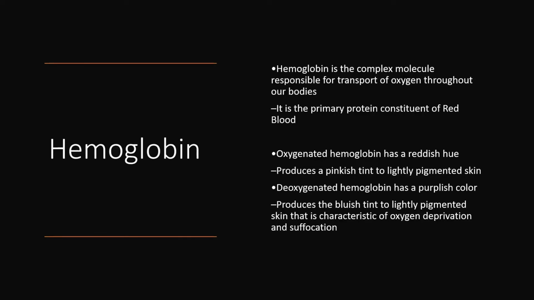It produces a bluish tint in the skin, which is characteristic of oxygen deprivation and suffocation. You must have seen this light bluish tint when the organs get deoxygenated. When an animal is dead, it is no longer oxygenated, and you must have seen the organs slowly develop a bluish tint on their skin.